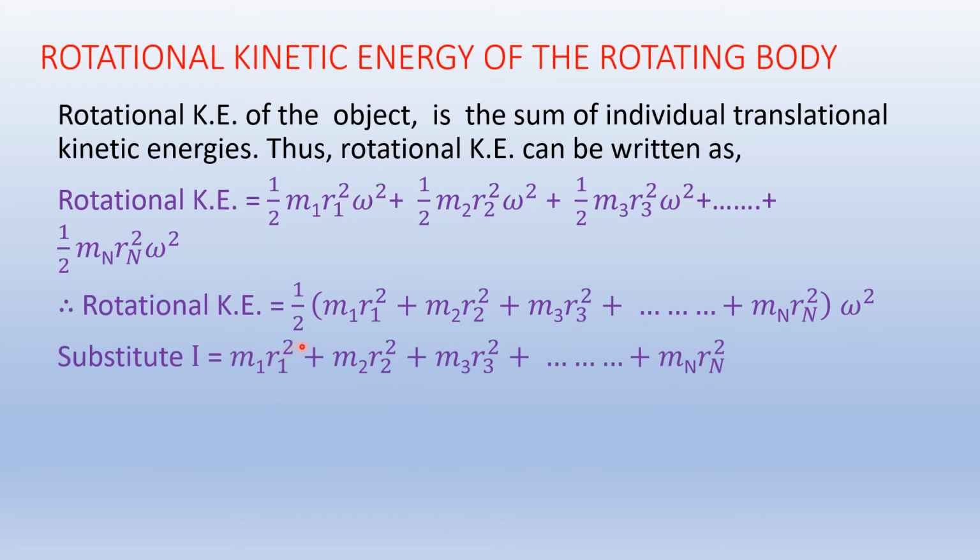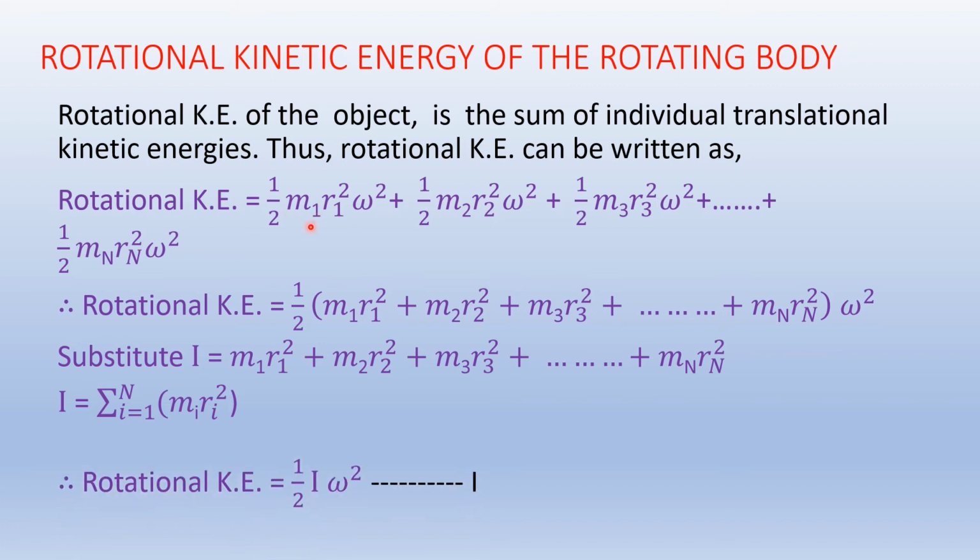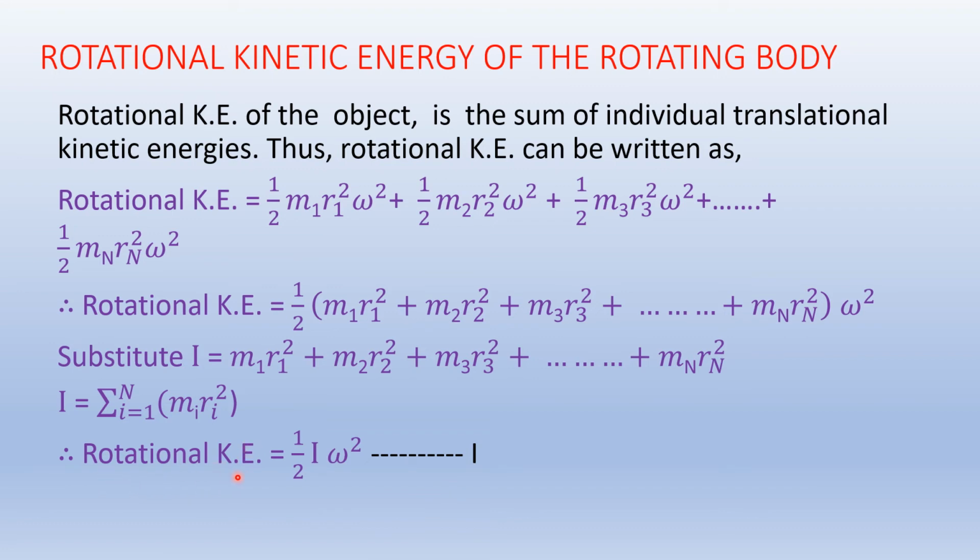Here we substitute the summation m1 r1 square plus m2 r2 square and so on plus mn rn square as I. Or we can also say I is the summation of the product of mass and square of perpendicular distance from the axis of rotation, and we give the suffix i. So I can be written as the summation of mi ri square, where i equals 1 to n. If we substitute the value of I in the equation of rotational kinetic energy, we can rewrite it as rotational kinetic energy equals half I omega square.